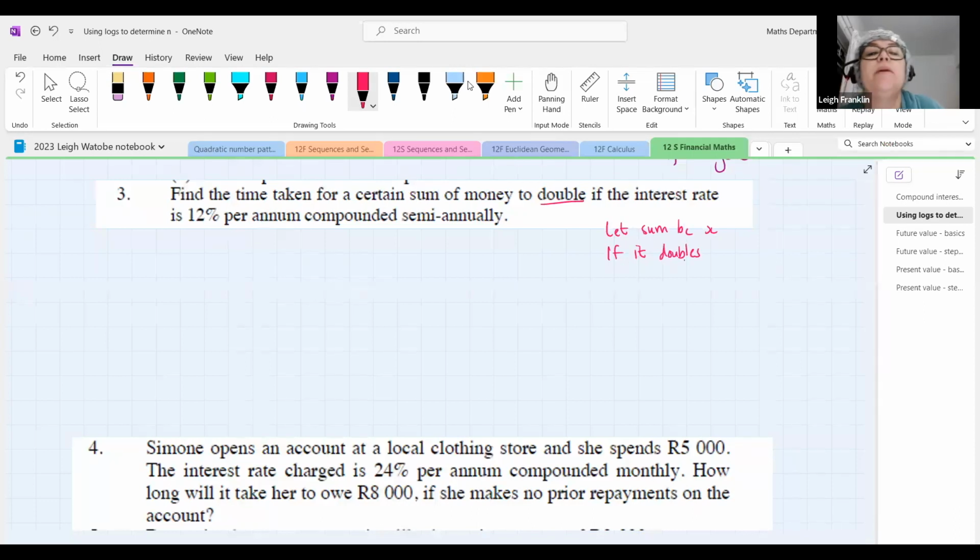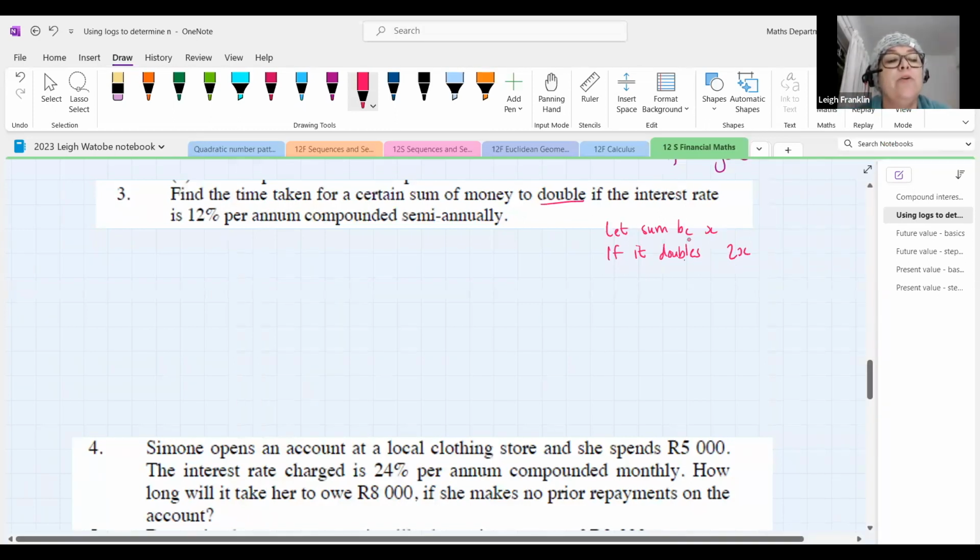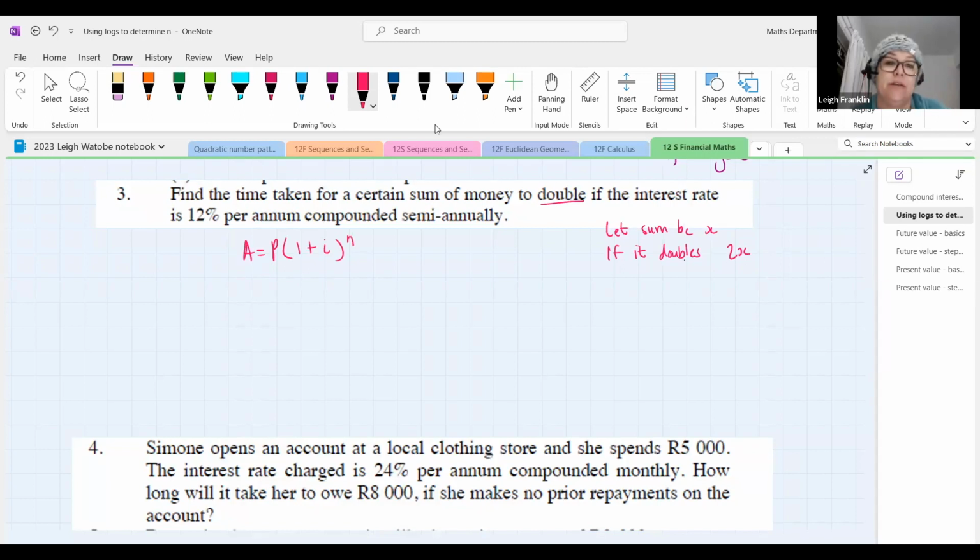So when the sum of money doubles, it's now going to be worth 2x. Exactly. Remember, we are using compound interest. It's very important that the correct formula is selected. If you don't use the right formula, you're not going to get any marks, not even for subbing in. Okay, so it's going to grow into 2x from x.